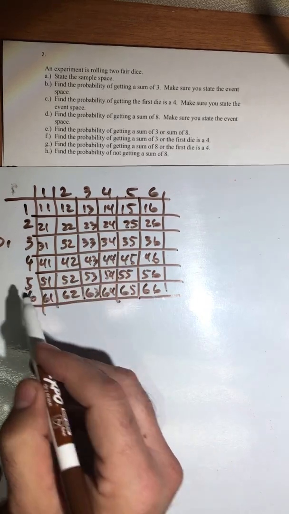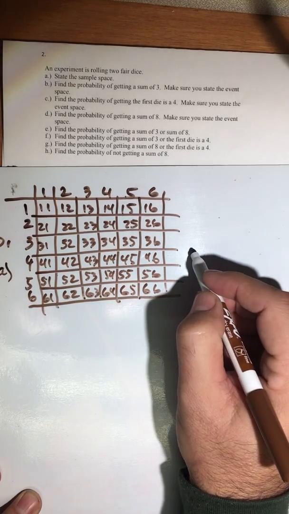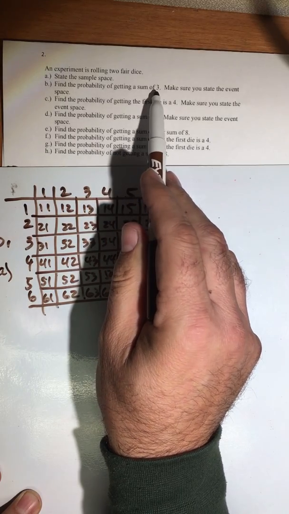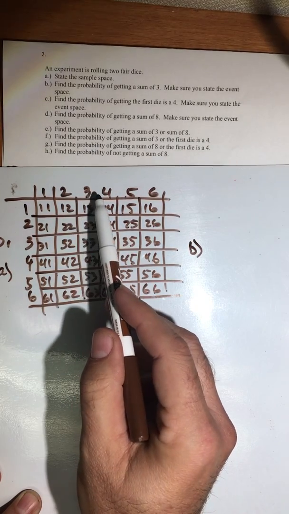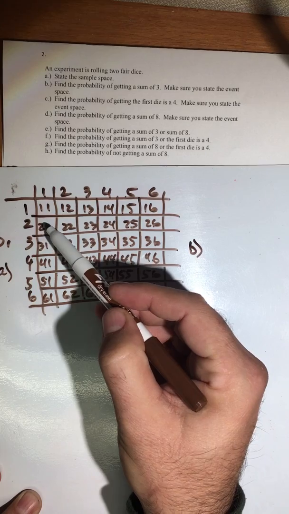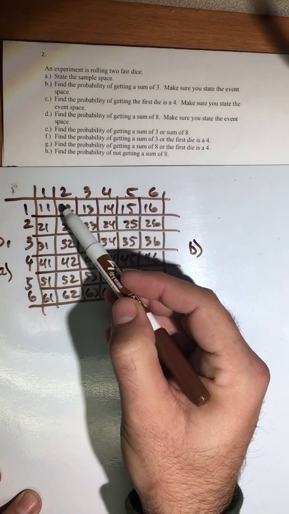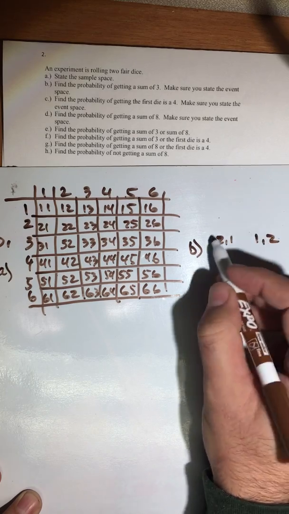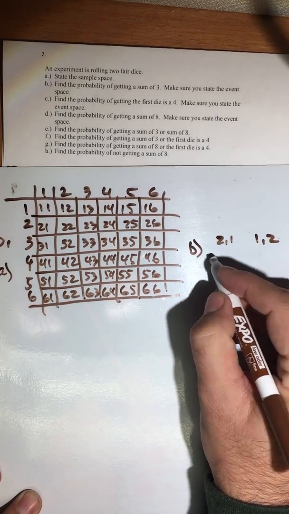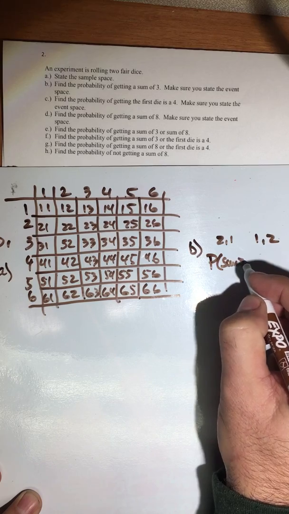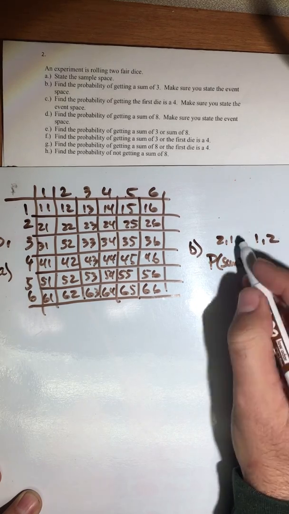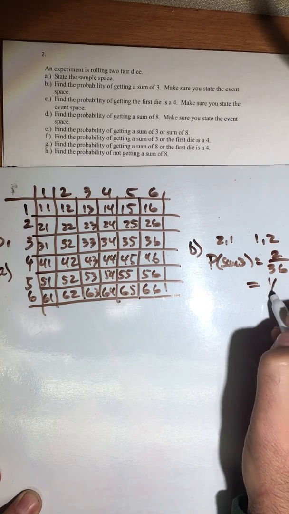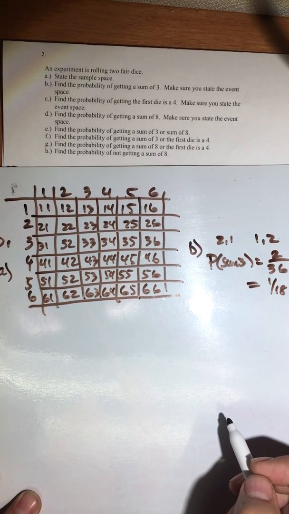For part B, it says find the probability of getting a sum of a 3. So a sum of a 3 would be what? I could get a 2 and a 1, or I can get a 1 and a 2. That's it, right? So those are the only ways to make a 3. So the probability of getting a sum of 3 is going to be, well, there's 2 ways to make it happen out of 36 possibilities, which gives me 1 out of 18.